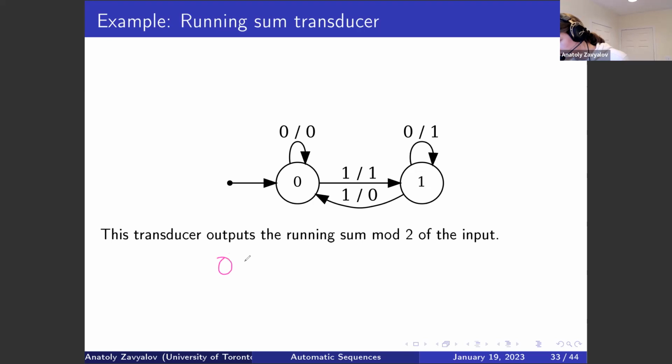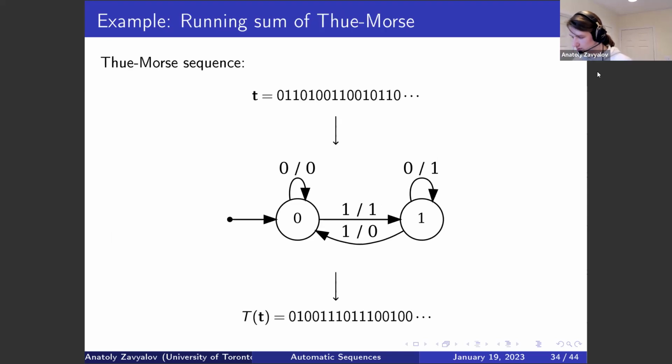So for instance, if we have 0, 1, 0, 1, 0, 0, 1, when we pass it through, we start off with 0, then 1, then 0, then 0, then 1, then 1, then 1, then 0, and keep going. So we just pass them through, write the states down, and we get this new sequence. And if we take the Thue-Morse sequence, again, we can write down what its running sum is by just passing it through this transducer.